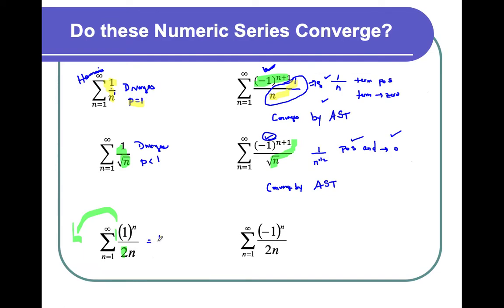This is really 1/2 times 1 to the n, but isn't that just 1 over n? So this is really the harmonic series, right, which diverges because you fail the p-series test. 1/2 times a divergent series still diverges.